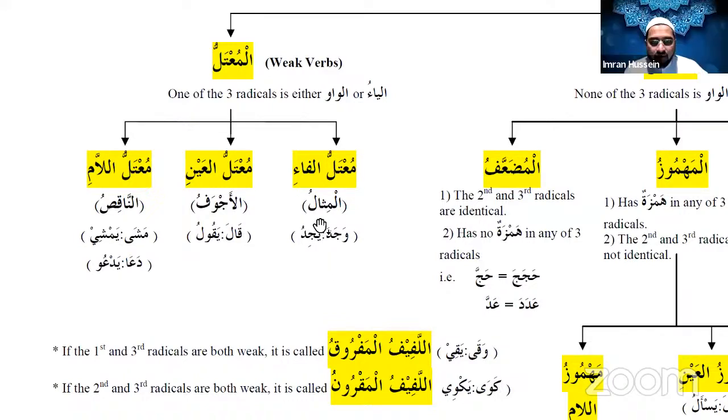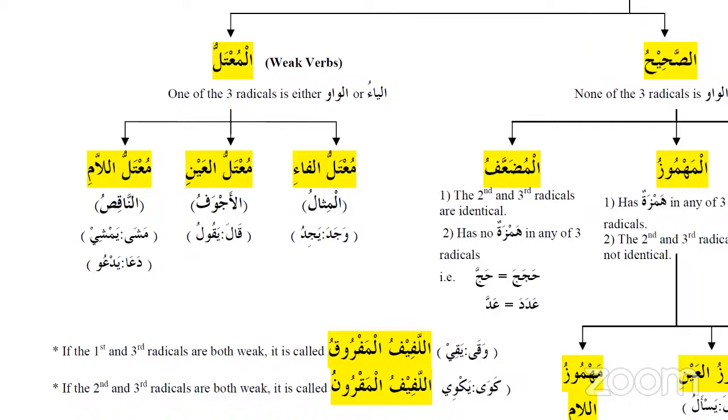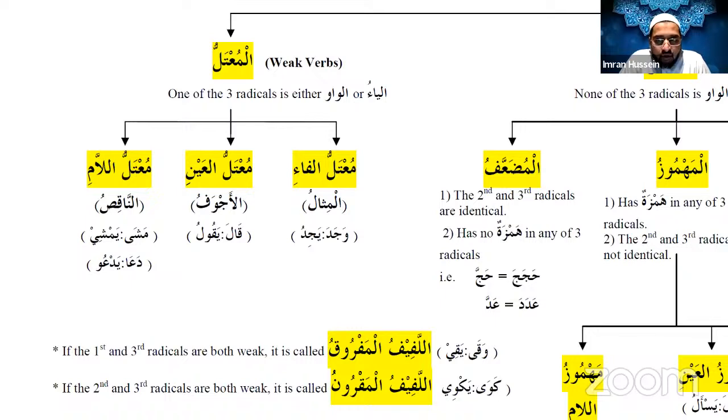Mithal is the name given to any verb which has a weak letter in the beginning. Wajada will be the past tense. Present tense will be yajidu. For example, wa'ada, on the same pattern as wajada yajidu. Wa'ada ya'idu. Wa'ada, he promised. Ya'idu, he is promising.